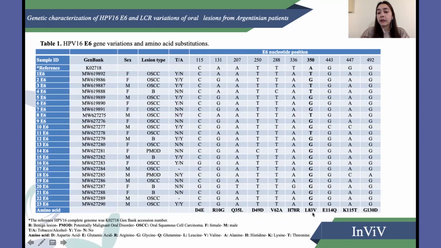Here we can see that all point mutations detected have produced amino acid changes. On the other hand, when we analyzed statistical correlation, we did not find significance between the mutation and lesion types, patient sex, and tobacco and alcohol habits.